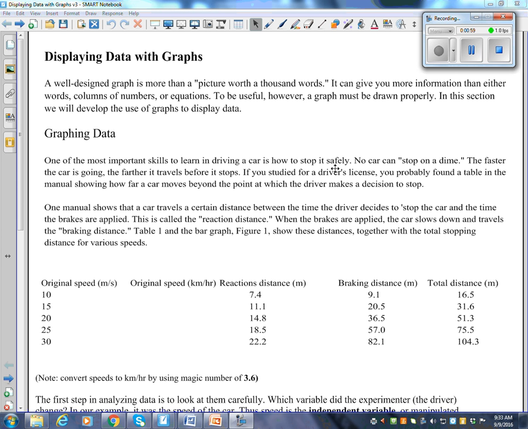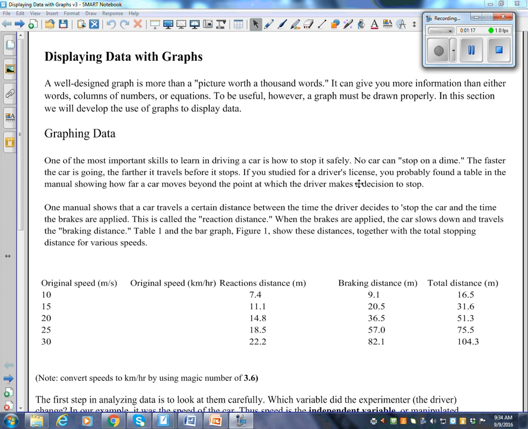No car can stop on a dime. The faster the car is going, the farther it travels before it stops. If you studied for a driver's license, you probably found a table in the manual showing how far a car moves beyond the point at which the driver makes a decision to stop. And from what I understand, that isn't really taught as scientifically as it once was in the driver's ed program.